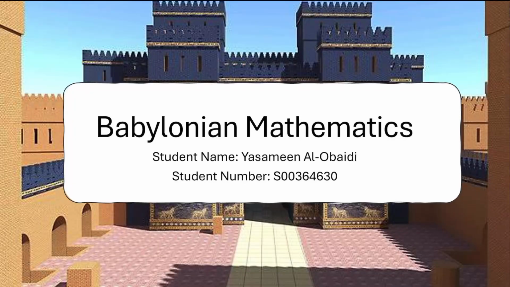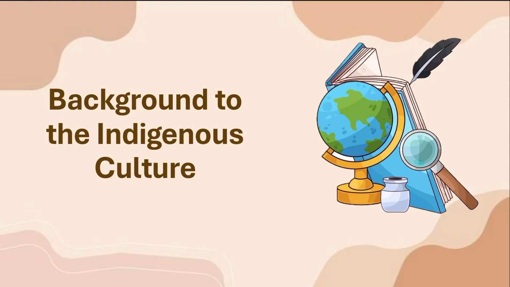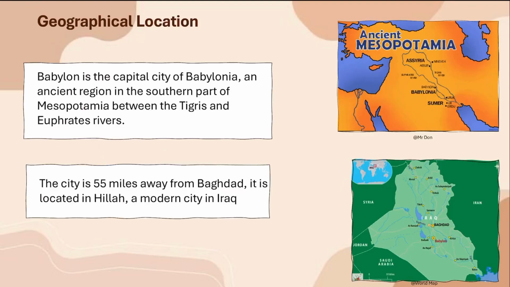In this presentation, I'll be talking about the Babylonian mathematics. Babylon was the capital city of Babylonia, an ancient region in the southern Mesopotamia located between the Tigris and Euphrates rivers. It's about 55 miles away from Baghdad in what is now known as the city of Hilla.